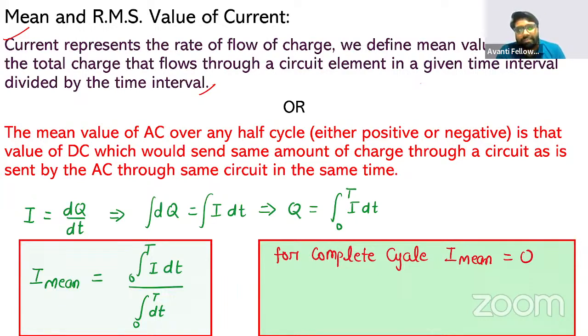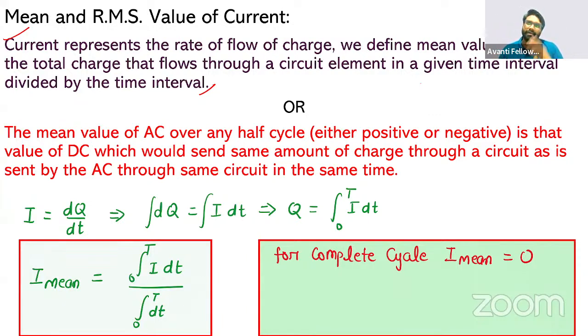So firstly, what does the definition say to us? Current represents the rate of flow of charge. We define the mean value of the current as the total charge that flows through a circuit element in a given time interval divided by the time interval. देखो, suppose 100 coulomb of charge has flowed through that particular resistor in this particular time period. So what is the current? So current will be delta Q by delta T.